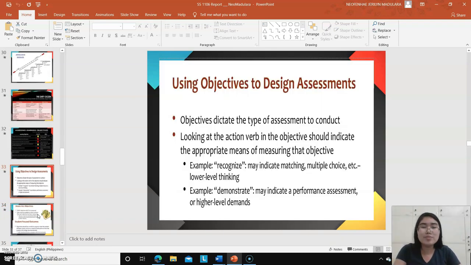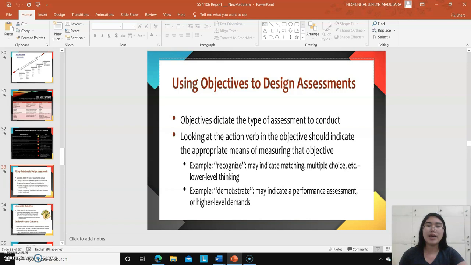Next one. Using objectives in social studies to design assessments. Objectives dictate the type of assessment to conduct. Looking at the action verb in the objective should indicate the appropriate means of measuring that objective. So recognize may indicate matching, multiple choice, etc. Lower level thinking, for instance in a geography class, they will be able to match the capitals of the different countries. So for recognize, you could use a matching type. So that is aligned.